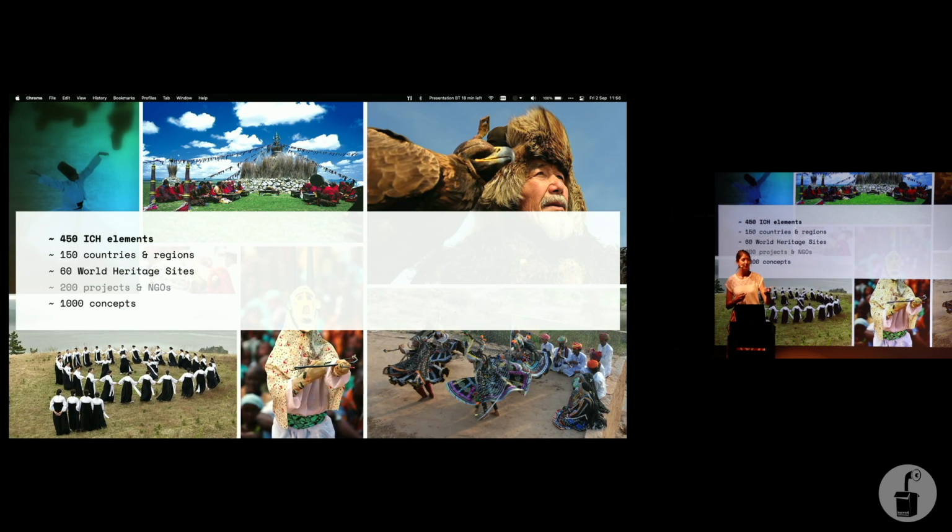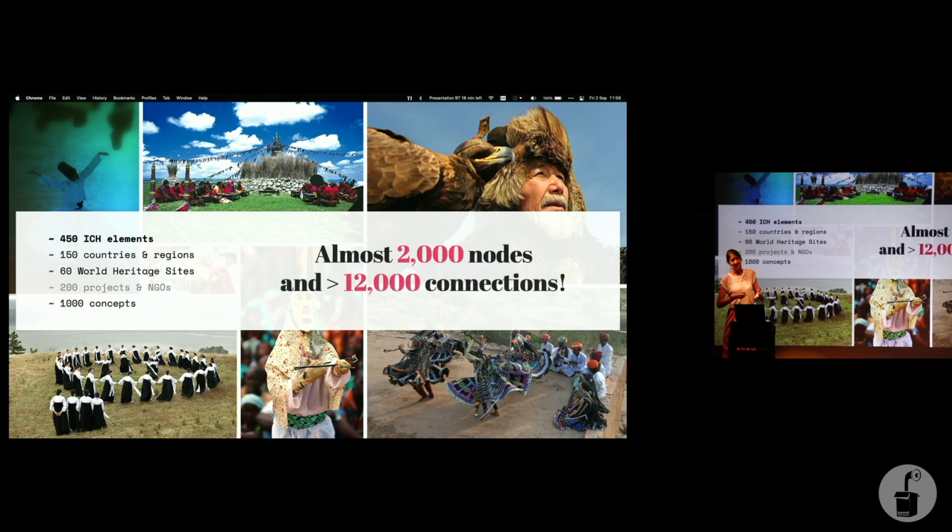So at the time, there were about 450 elements, some countries, projects, NGOs, and about 1,000 different concepts. And this combines to about 2,000 nodes, which is more of the technical term for entities or circles in a network. And between them, they shared a whopping 12,000 connections. And I have to admit, I wasn't sure I was ever going to be able to handle that. I mean, the royalty project only had 4,500 connections, and that already proved such a difficulty to tame.